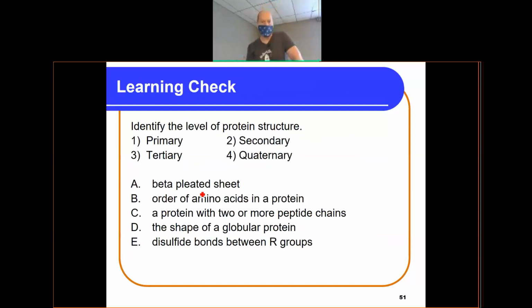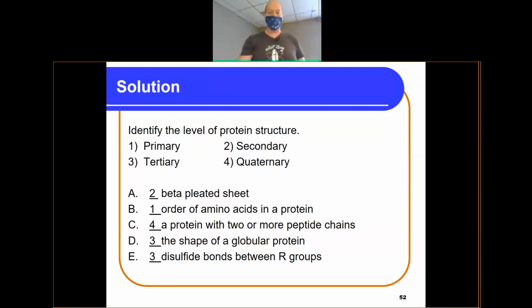All right, so beta pleated sheet. That is your secondary structure. Order of amino acids, that is your primary structure. A protein with 2 or more peptide chains, now you're talking the quaternary structure. You've got multiple peptide chains. The shape, that's your tertiary. Disulfide between R groups, that could be one of two. That could either be tertiary or secondary. So they have it as a tertiary for your disulfide bonds between R groups. When you're talking about R group interactions, you're talking about tertiary, but many people will put the disulfide linkages as a secondary.